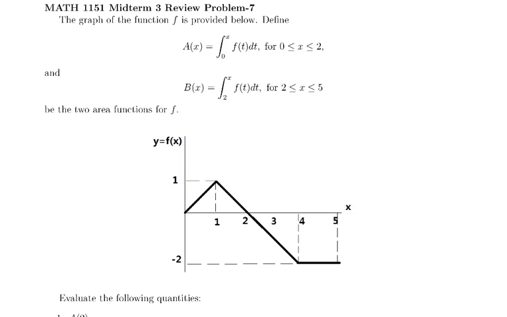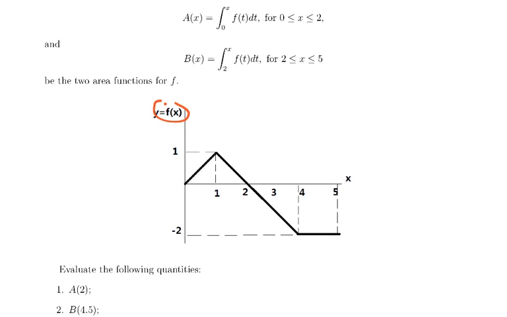Now we look at problem 7, and here we firstly find the graph of function f is here, and also we have two area functions of f. The first area function is A(x). We integrate from 0 to x of f(t) dt when x is between 0 and 2. And for the area function B, we integrate from 2 to x of f(t) dt for x between 2 to 5. So based on those two area functions and the graph of f, we're going to evaluate several quantities.